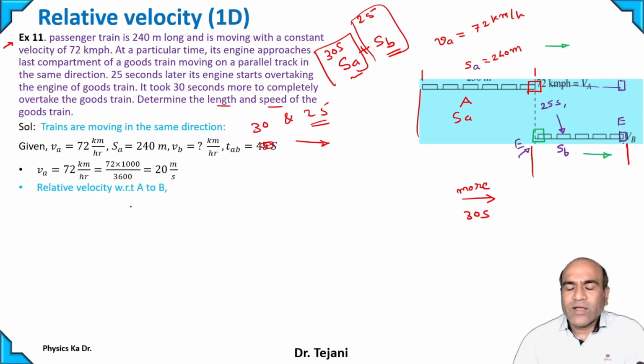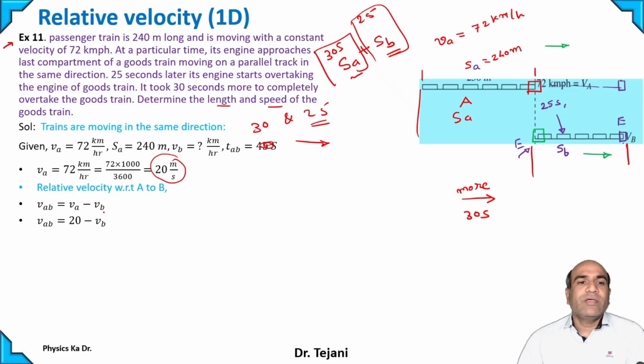So now we want the relative velocity of train A with respect to B. We know that VAB is equal to VA minus VB. VA is given as 72, and VB we don't know. So let's put VA as 72, which is converted to 20 meter per second. So VAB is equal to 20 minus VB. That is very simple. And see, VAB is constant. Relative velocity is constant. The case is for constant velocity.